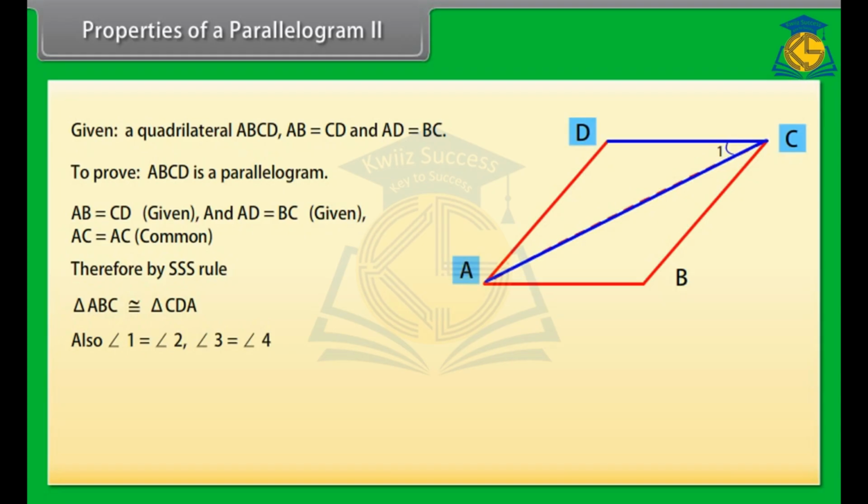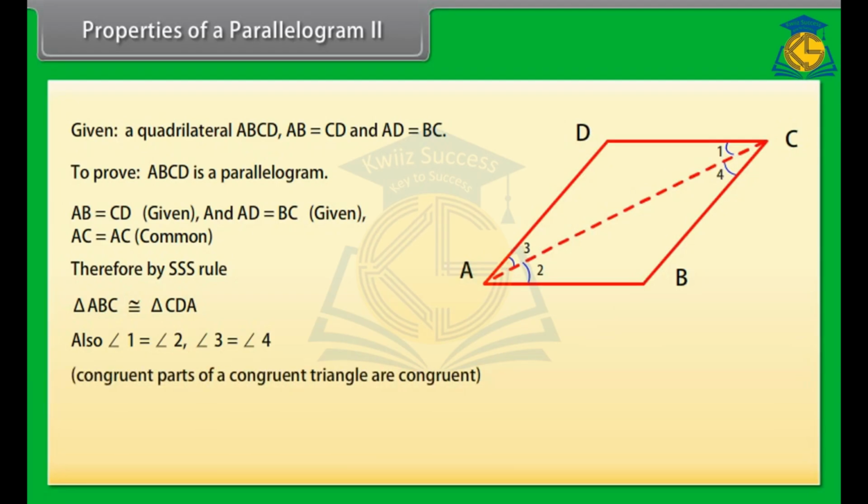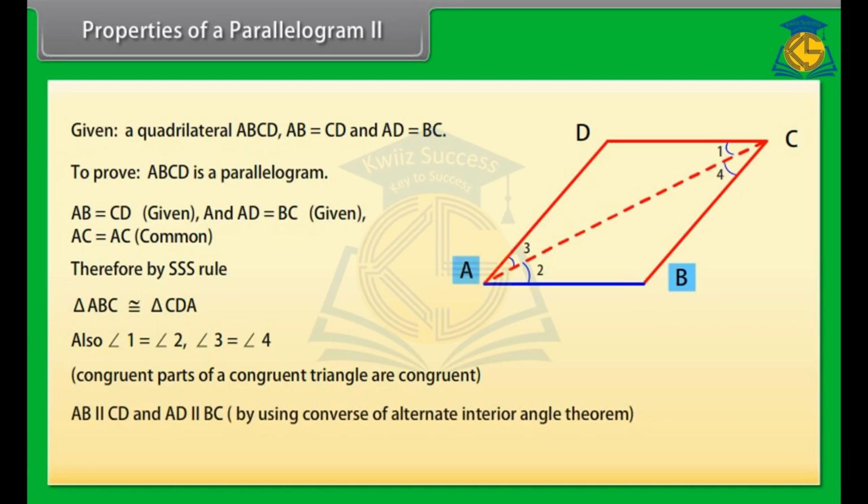Also, angle 1 is equal to angle 2 and angle 3 is equal to angle 4, because corresponding parts of congruent triangles are congruent. Therefore, AB is parallel to CD and AD is parallel to BC. Hence, ABCD is a parallelogram. Properties of a parallelogram 3.